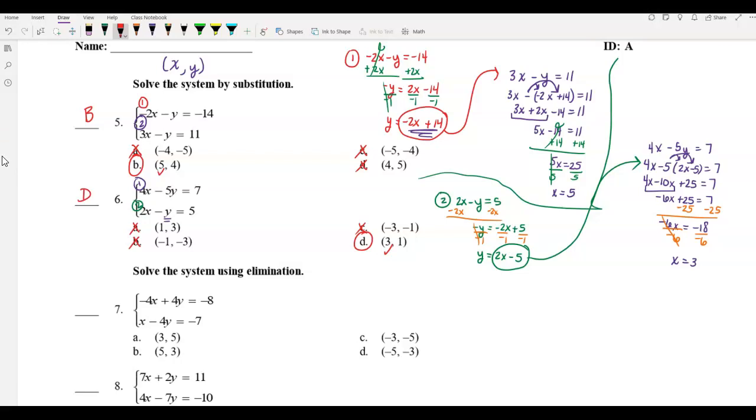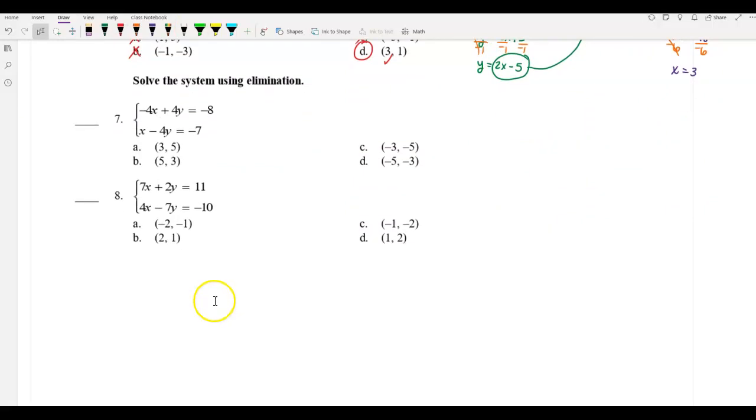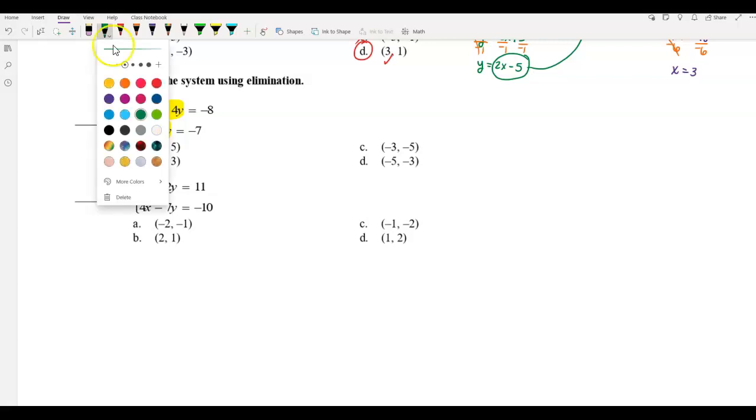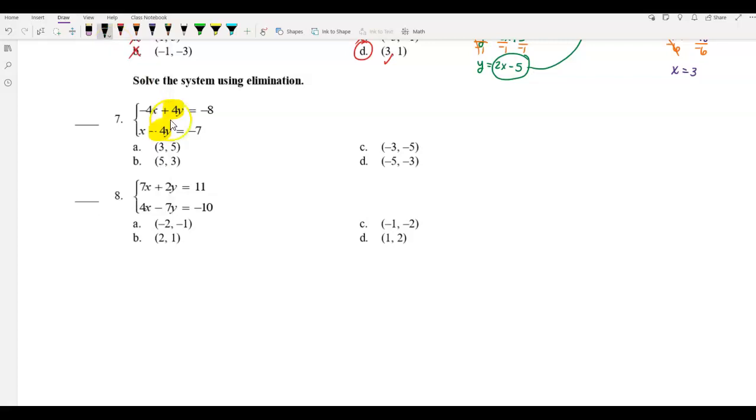All right, so now we've gone through the first 6 problems. Now let's do 7 and 8, which is solving the system using elimination. Our goal here is to see if we have anything that we can cancel out automatically. So here we have opposites. Notice we have a positive 4y and a negative 4y. Because those are already opposite, half of our work is done. So we're going to go over to the side and we're going to work this out.